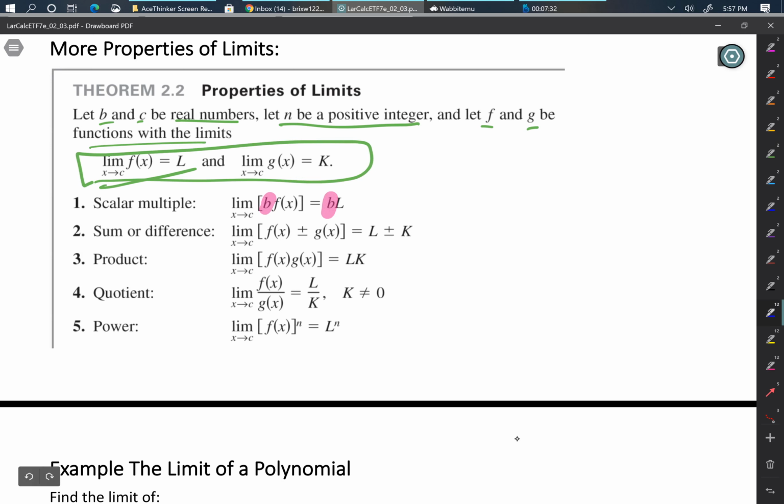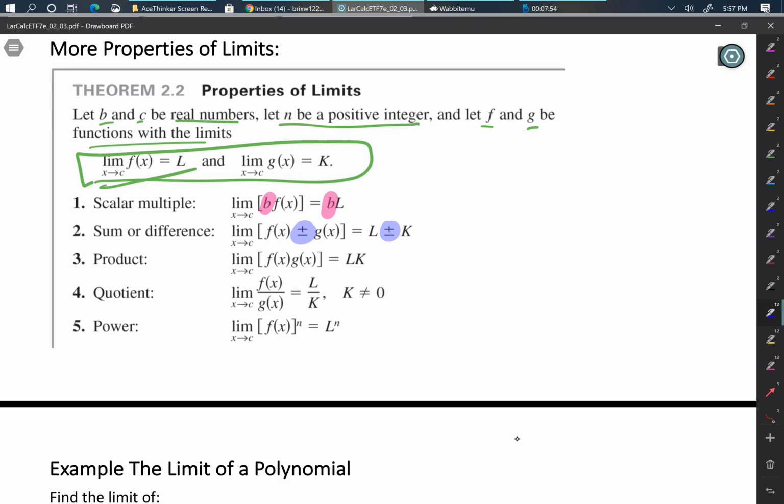Now the second one here is sometimes written as 2 different rules in some textbooks. This book writes it as 1 rule. It says that the sum or difference, that is the limit of f of x plus or minus g of x as x approaches c, is just equal to L plus or minus k, where L is the limit of f and k is the limit of g. And so we just put them together, find the limit, grind it out.